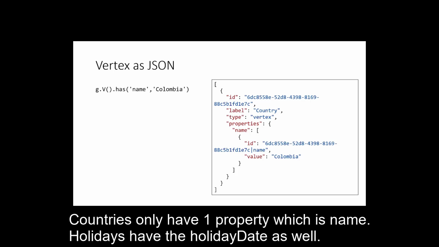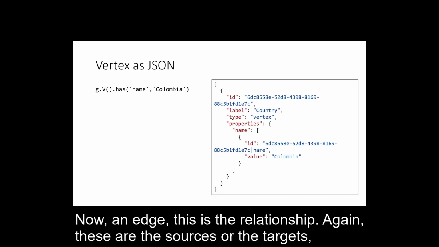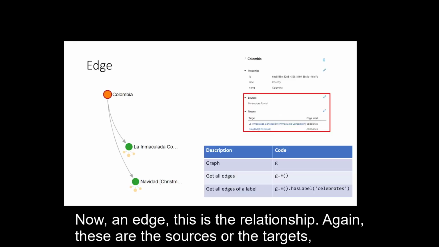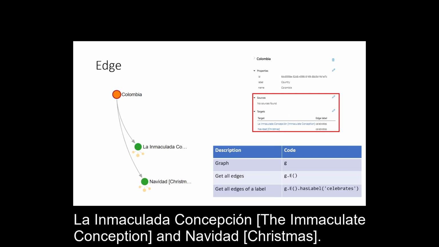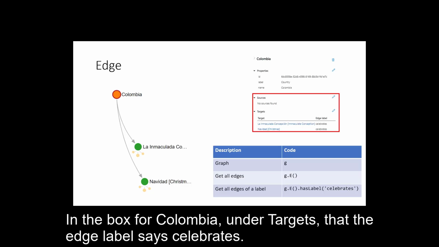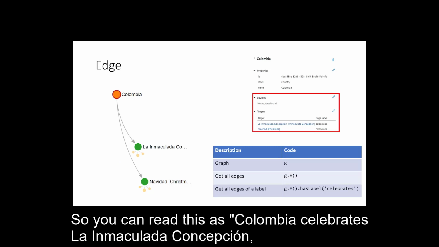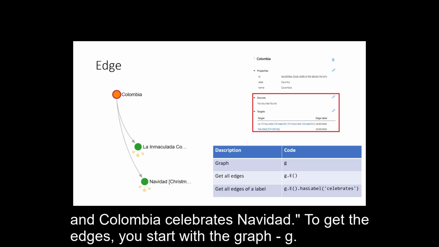Our countries only have one property, which is name. Holidays have the holiday date as well. Now in edge, this is the relationship. Again, these are the sources or the targets. It does have two targets, La Inmaculada Concepcion, the Immaculate Conception, and Navidad, Christmas. In the box for Colombia under targets, the edge label says celebrates. So you can read this as Colombia celebrates La Inmaculada Concepcion and Colombia celebrates Navidad.